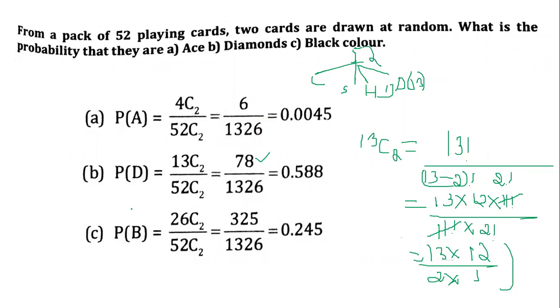So the probability of getting a diamond card when you draw two cards randomly from a 52 card pack is 0.588, or you can keep it as a fraction, that is 78 by 1326. Understood the second one? Any doubts in the second sub question? Understood, or you want me to repeat it again?